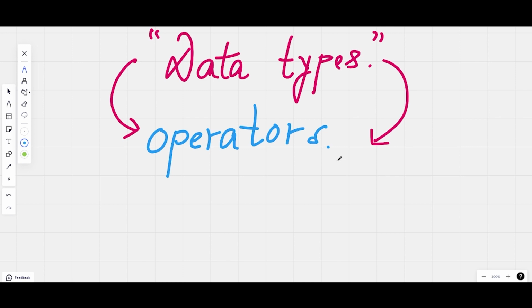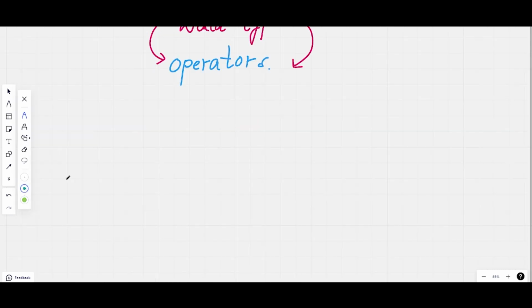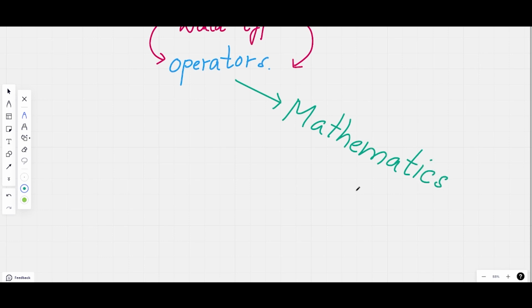Now, operators is a very big and broad topic, so I will make separate videos on it so that you can understand each and every operator, the concepts, and the clarity with programming examples as well. When we talk about operators, I'm pretty sure you have learned operators, whichever grade you studied in, in mathematics. It is kind of the same, but there are more operators when it comes to C++ programming.